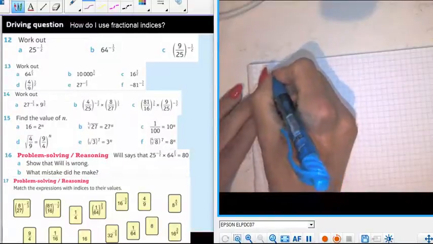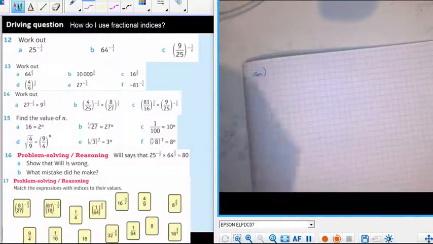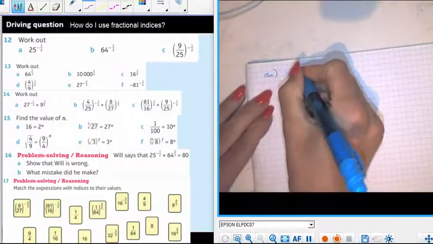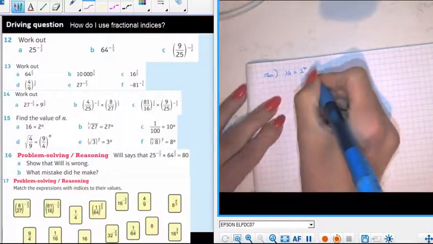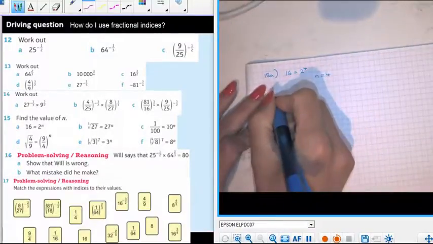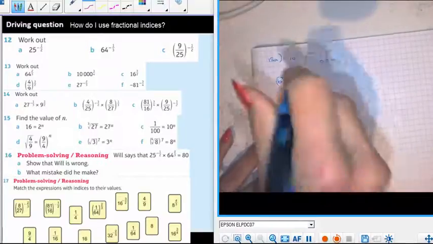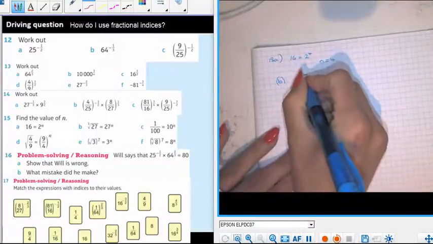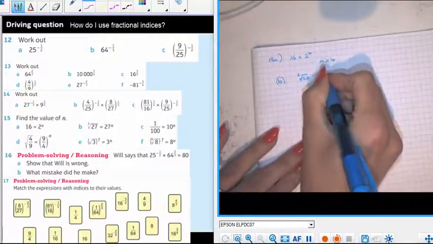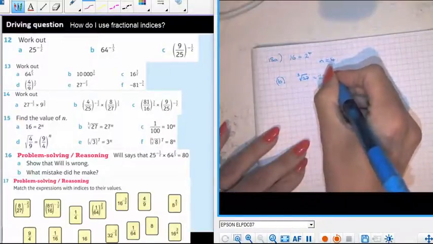Question 15a. 16 equals 2 to the power of what? 4. So n is equal to 4. 15b. The cube root of 27 equals 27 to the power of what? 1/3.